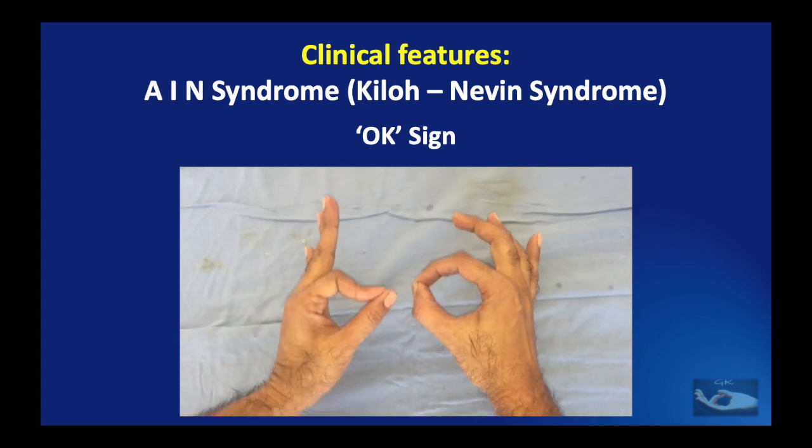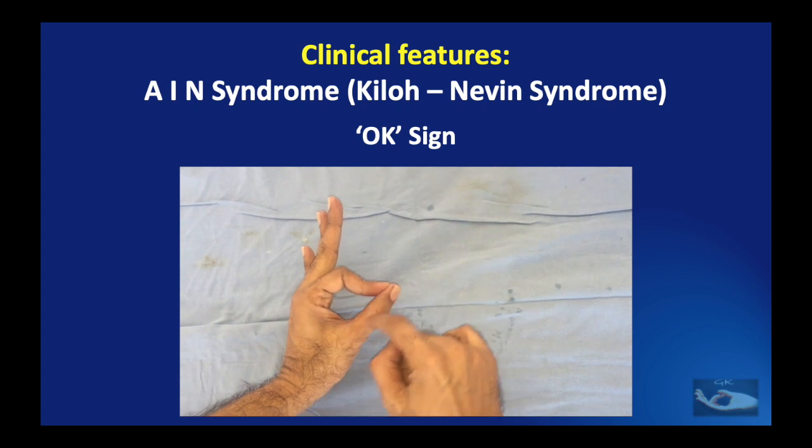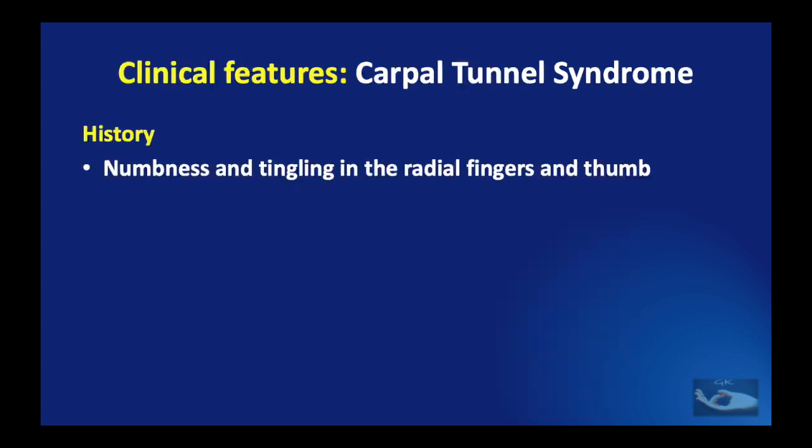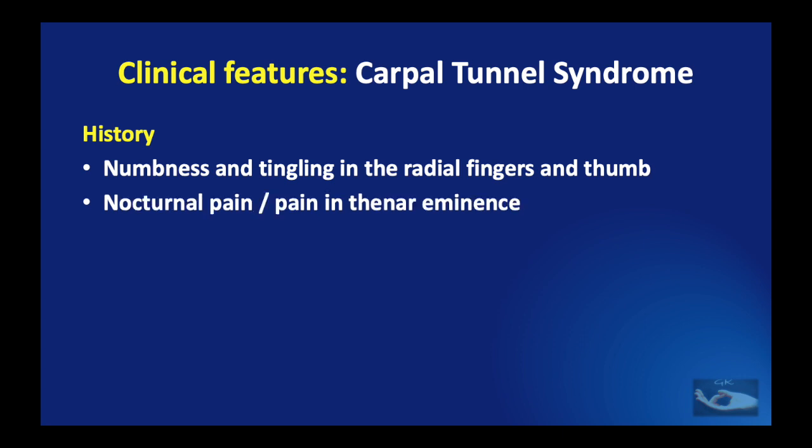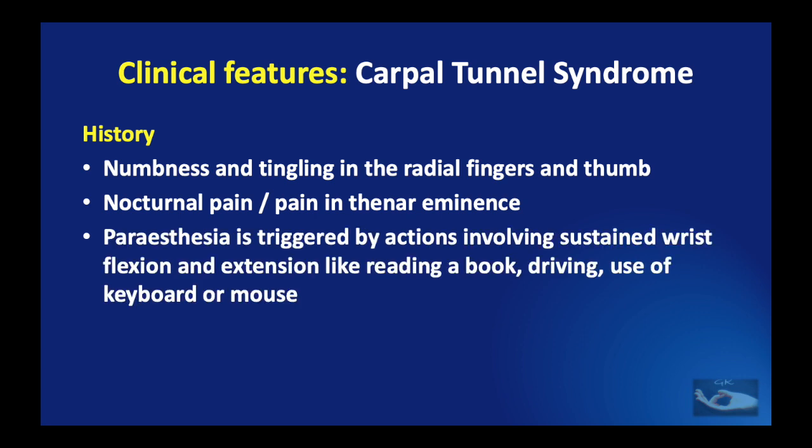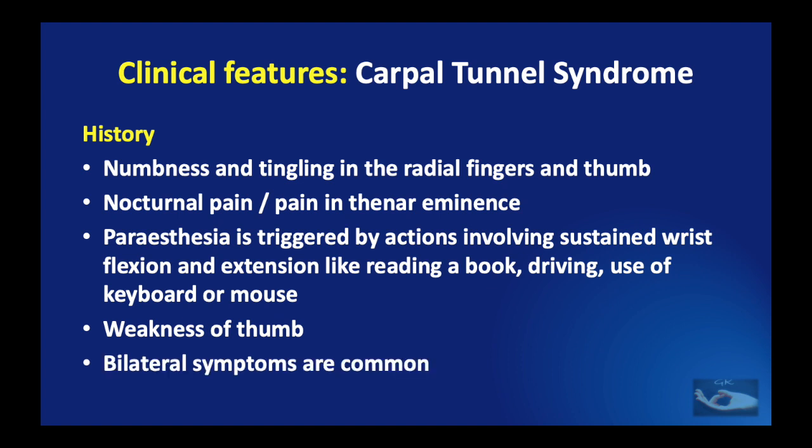Instead, the distal interphalangeal joint collapses and a typical O cannot be formed. The commonest compression neuropathy of the median nerve is seen in carpal tunnel syndrome, where the patient may present with numbness and tingling in the radial fingers and thumb, typical nocturnal pain in the thenar eminence, paresthesia triggered by actions involving sustained wrist flexion and extension like reading a book, driving, use of a keyboard or mouse, and weakness of the thumb. Bilateral symptoms are also common in carpal tunnel syndrome.